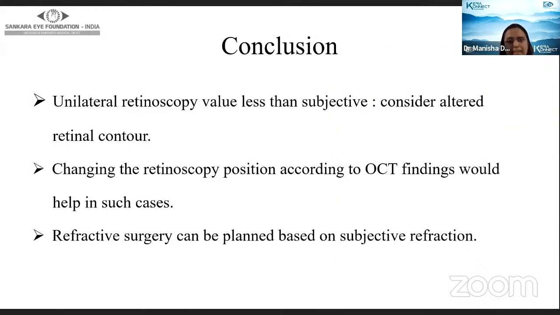So next slide. In such cases where we find that unilateral retinoscopy values are less than subjective acceptance, we should consider altered retinal contour, and OCT should be done in such patients. Changing the retinoscopy position according to the OCT would help in such cases, and refractive surgeries can be planned based on the subjective refraction. Thank you. Thank you, Manisha.